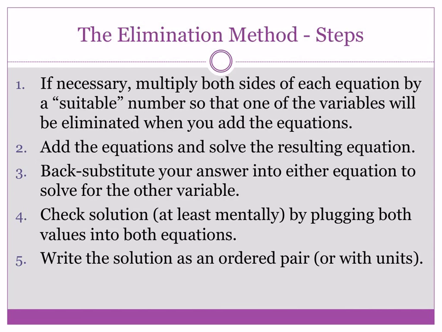You're going to add the equations together and eliminate such variable. And you'll solve the remaining equation just like we solved the remaining equation here. You'll back substitute to find the other value. And then steps 4 and 5 are the same as last time. We're going to check to make sure the solution makes sense, that it works, and then write the solution either as an ordered pair or with units.